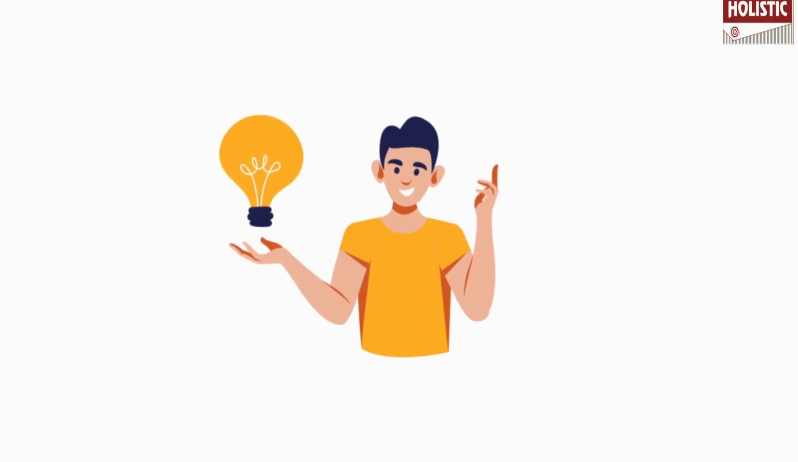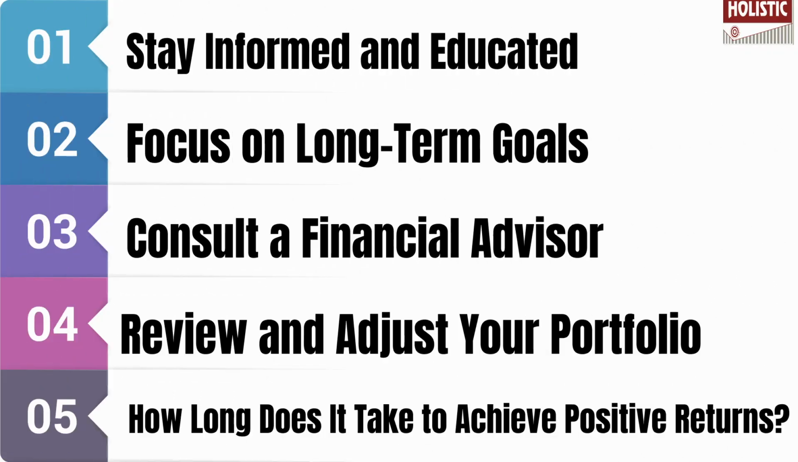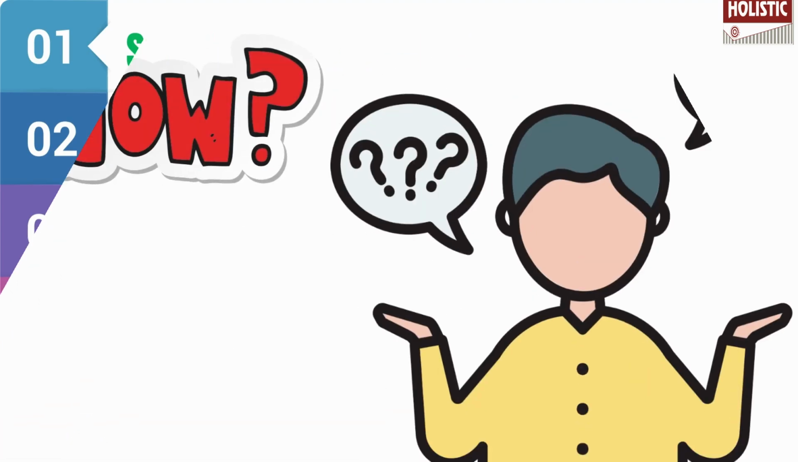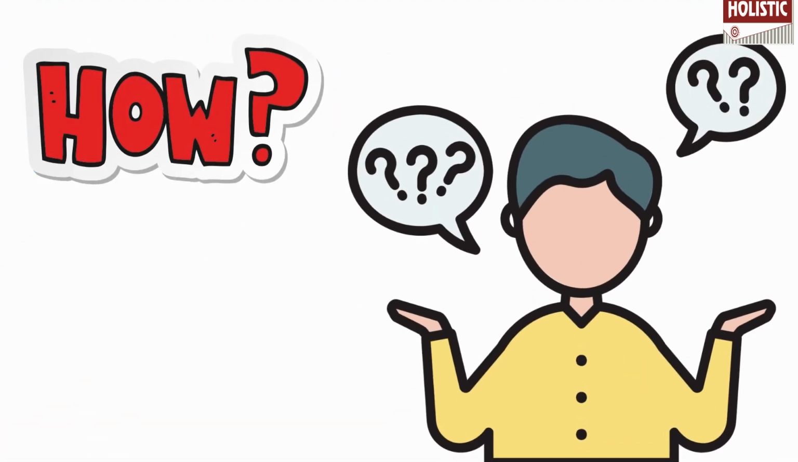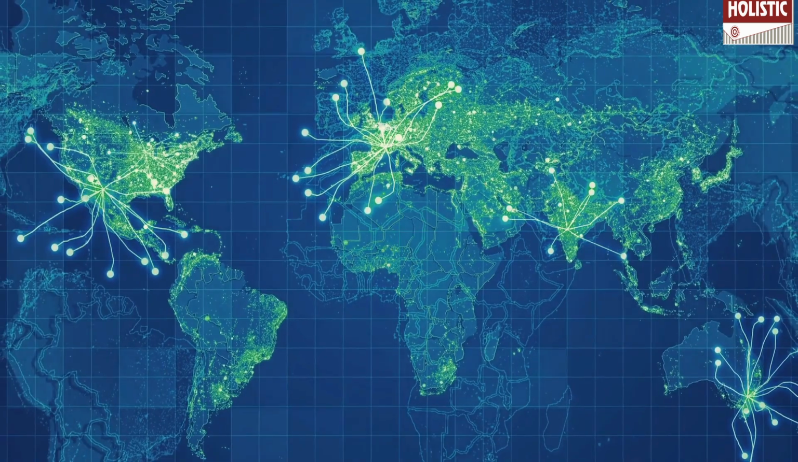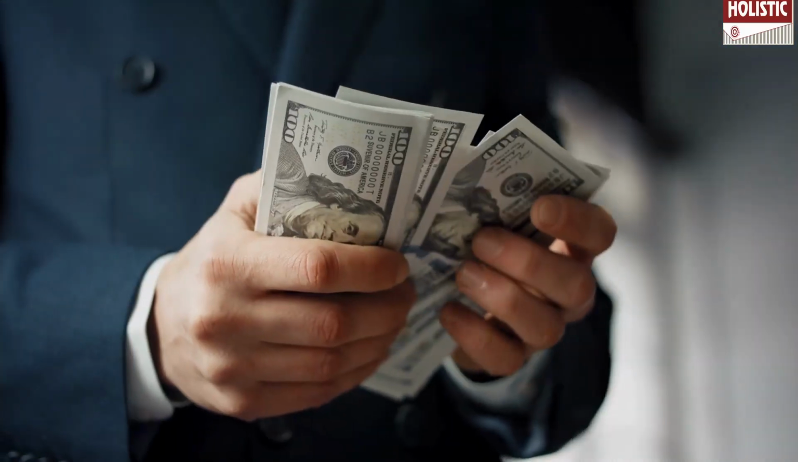Alright, now that you understand why negative returns happen, let's talk strategy. What should you do when your SIPs are in the red? Here are 5 actionable steps. Number 1, stay informed and educated. How much do you really know about the market? Staying updated on market trends and economic shifts can make a world of difference. Isn't it empowering to understand the forces driving your investments?